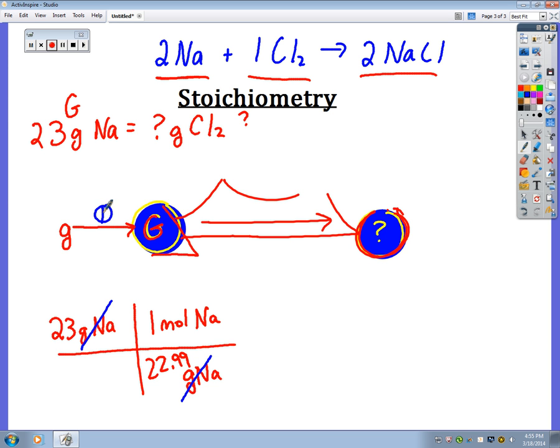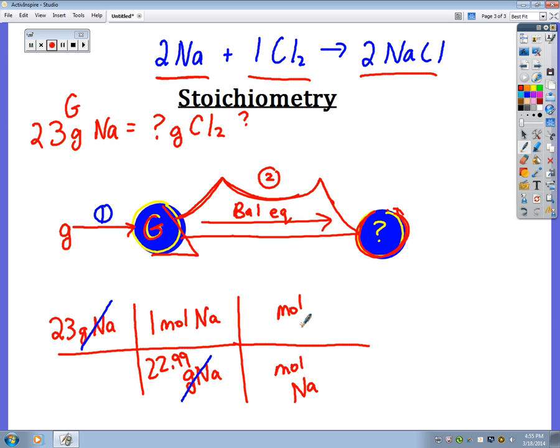Step 2, if you look at my map, then you go ahead and doing what? You're using balanced equation bridge to use your molar ratio, right? This is your balanced equation. Step 2. If you're not using the map, you're just going, okay, I already have moles, and now I'm going to go ahead and use my molar ratio that's in my balanced equation. I do not want moles of sodium. I do want moles of chlorine, because I'm going from little sodium's land to chlorine's land.